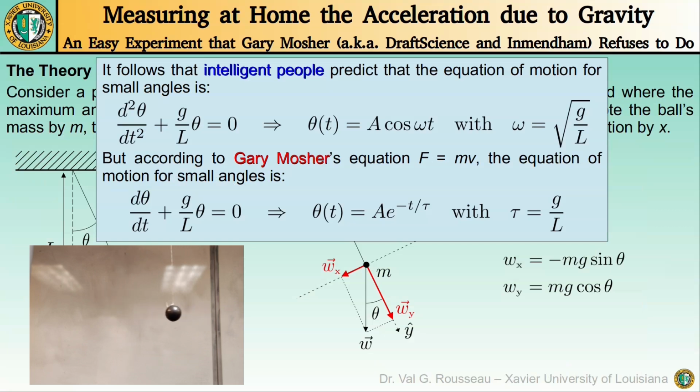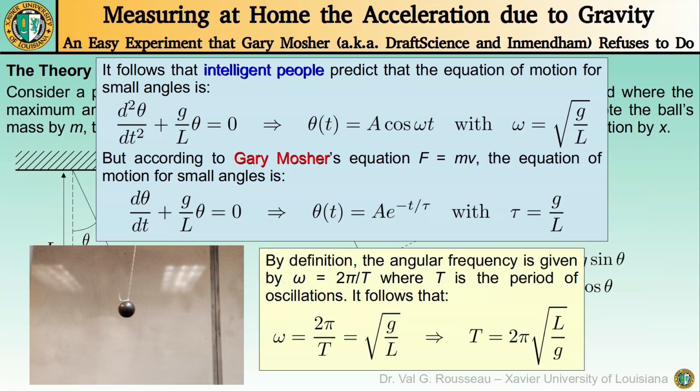Now that we have proved both theoretically and experimentally that the pendulum oscillates, let us determine the expression of the period of oscillations T. All we have to do is to use the fact that the angular frequency is by definition 2π over the period. Thus, the period is 2π times the square root of L over g.